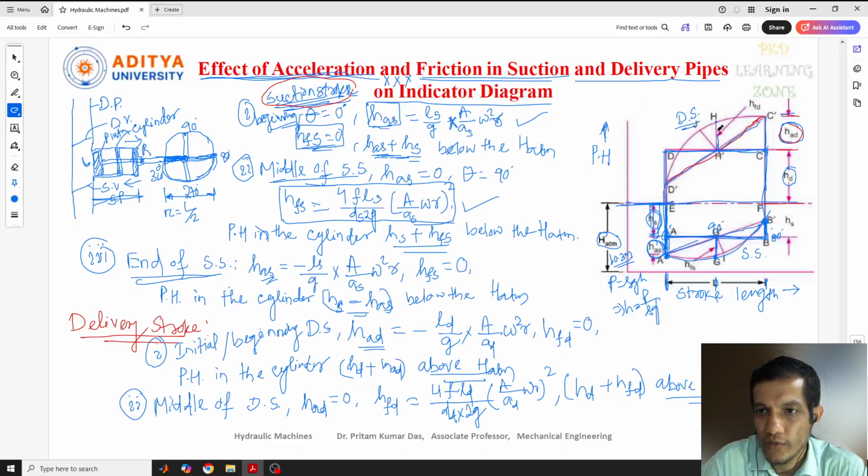That means at the middle of this, you can see this point, this much distance is there, this is the middle. So next one, at the end of this. Now see, this is the total height, HD. Now this much is going to be subtracted from here, so it is going to be minus. That means HD minus HAD, so that will be the end of the delivery stroke.